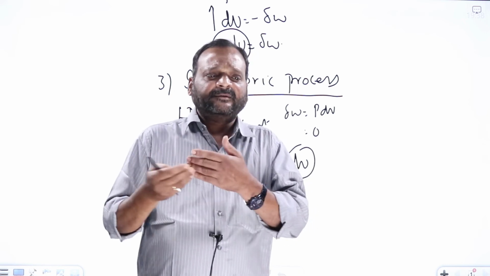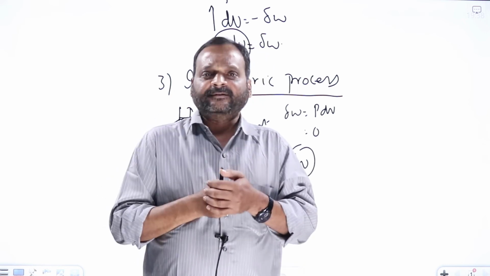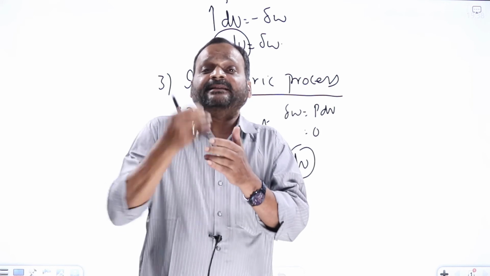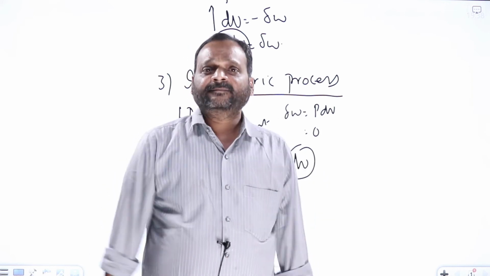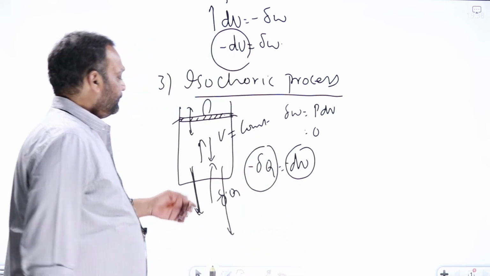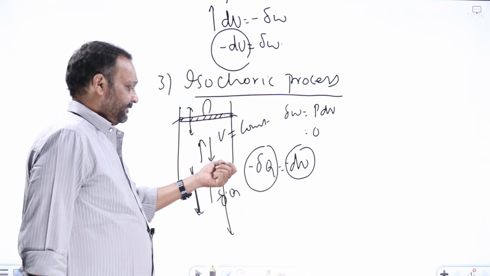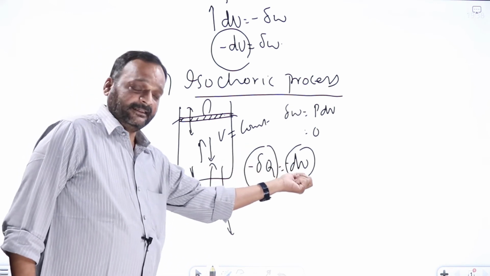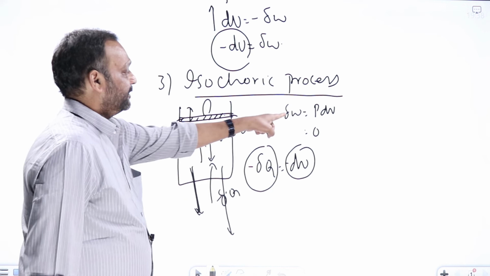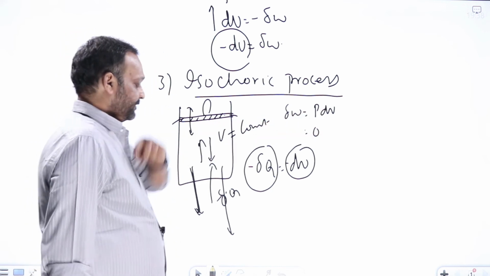So in a reversible isochoric process, we'll see what reversible and irreversible processes are. Most of the processes we discuss here are reversible processes only. We call it a reversible quasi-static process. I'll introduce the quasi-static process in the next topic. So in a reversible isochoric process, all the heat given will be used up in increasing the internal energy only, because delta W equal to PdV equal to 0.